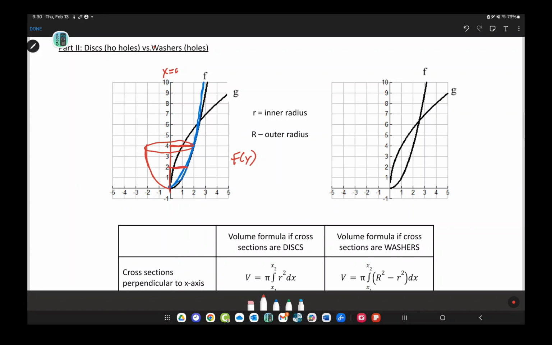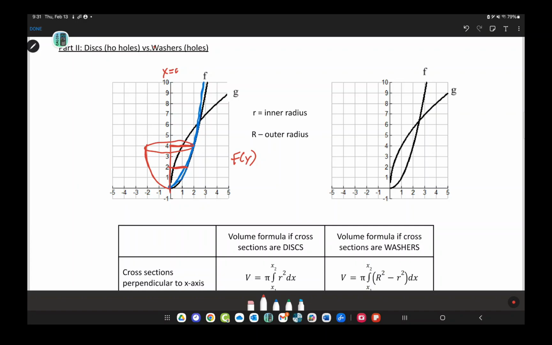So when rotating around a vertical line, my function needs to be in terms of y. When rotating around a horizontal line, my function needs to be in terms of x. So when rotating around a vertical line, the function needs to be in terms of y. And then the opposite when rotating around a horizontal line.